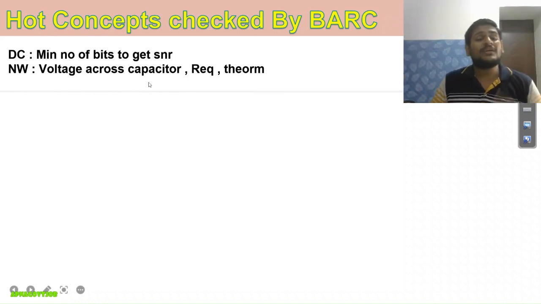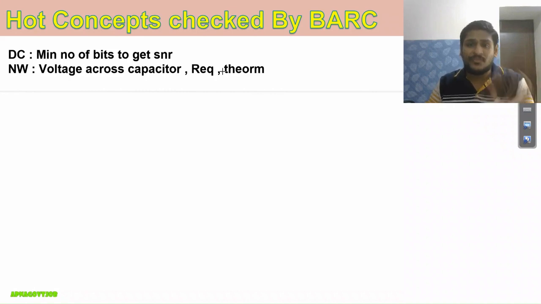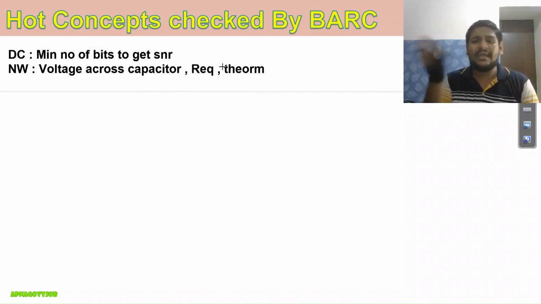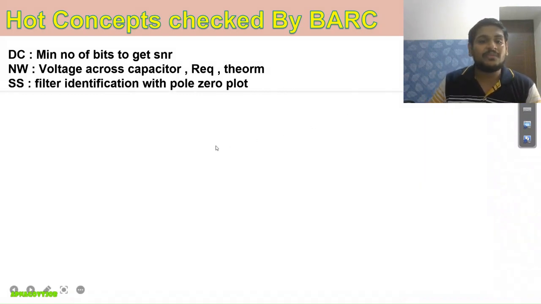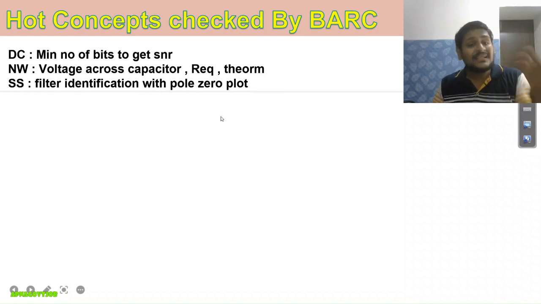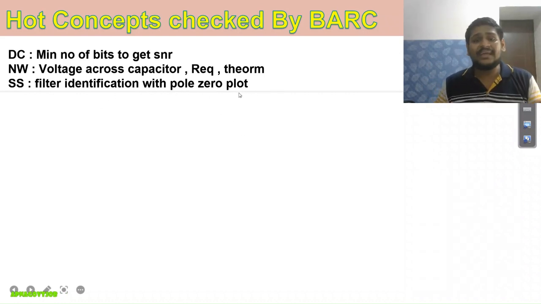Network theory: voltage across a capacitor, a transient analysis question. Then R equivalent, to find R equivalent, it was easy. I guess everyone found this, right? Then theorems: from theorems, we got only one question, from Thevenin's, right? Then from signals, filter identification with a pole-zero plot. I guess it was a high pass, low pass, like that.